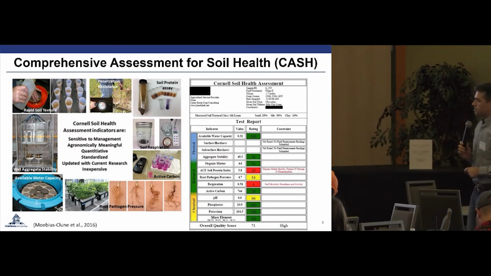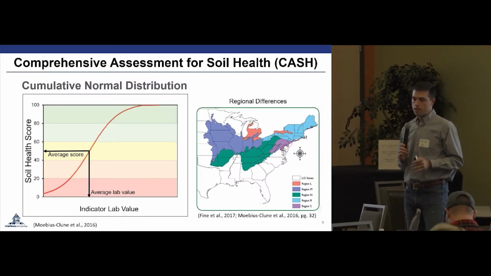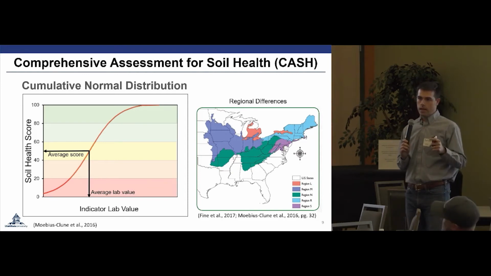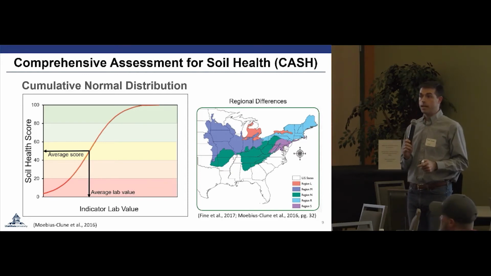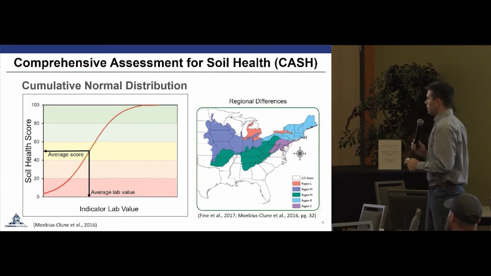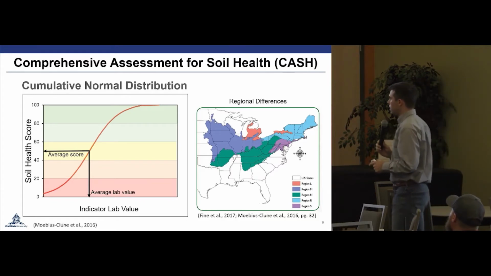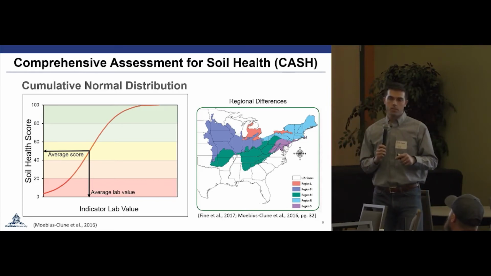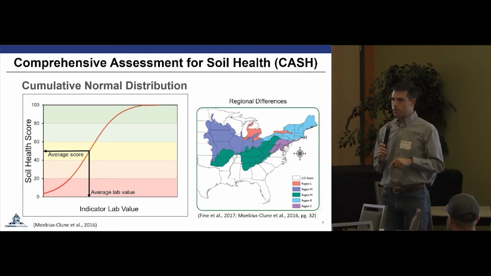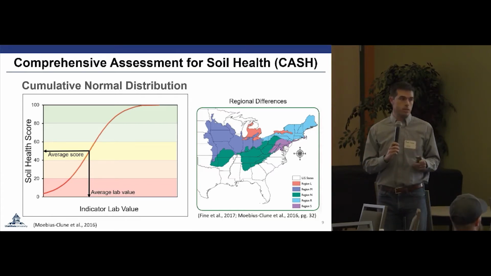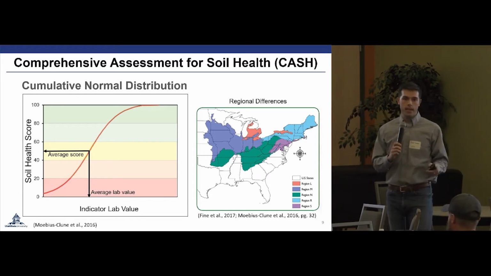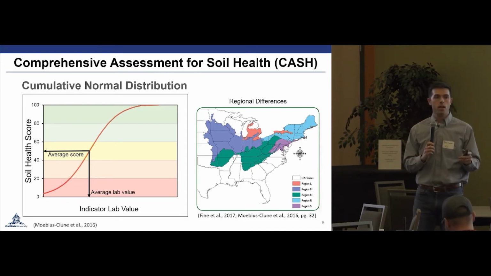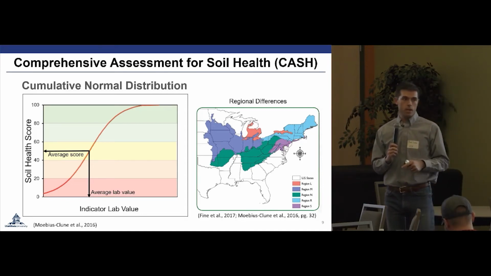So the CASH assessment is based on basic statistics, the average and the standard deviation within the calibration data set that they're using. And in 2016 and 2017, they released updated statistics for this, so that their scores are based on regional values, because they found that from one region to the next, the average soil organic matter is going to be different.